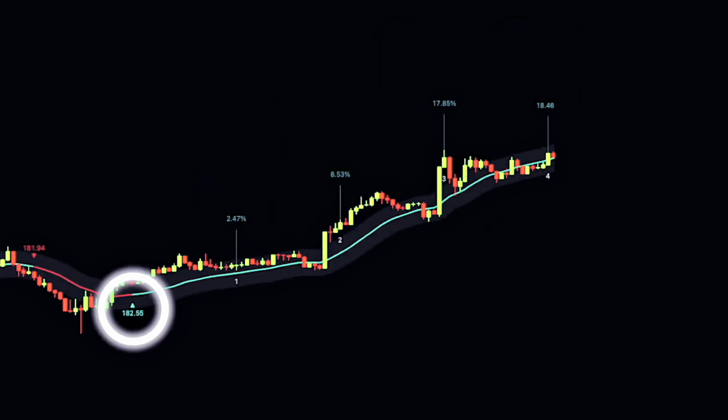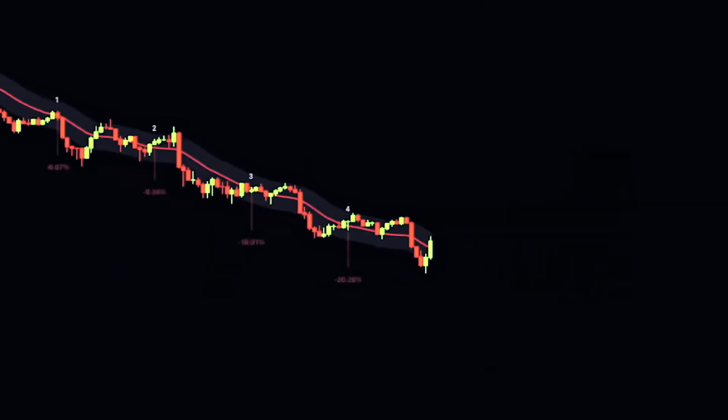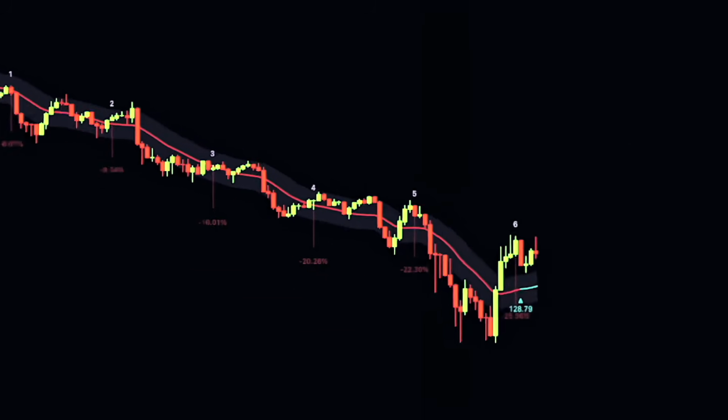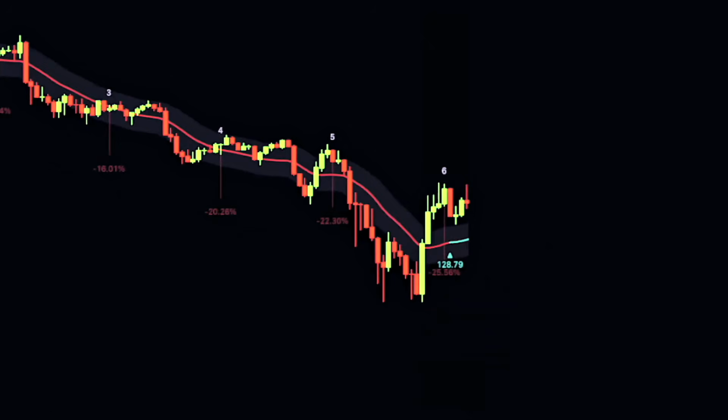It maps out every move, showing exactly how far price has shifted from the entry point, letting you gauge trend health without second guessing. I'll also show you how to put this to work in live markets so you can profit consistently. The beauty of this indicator lies in its simplicity.